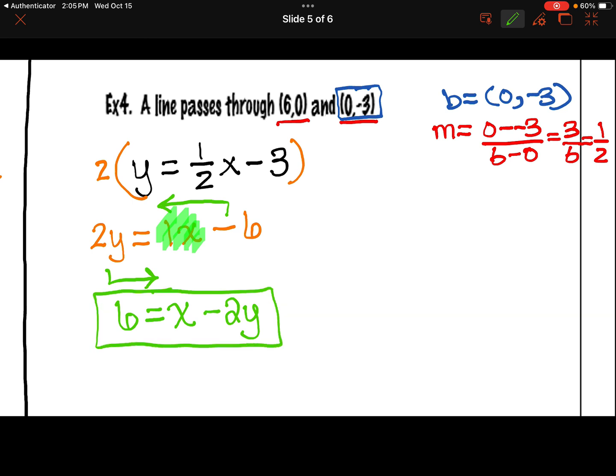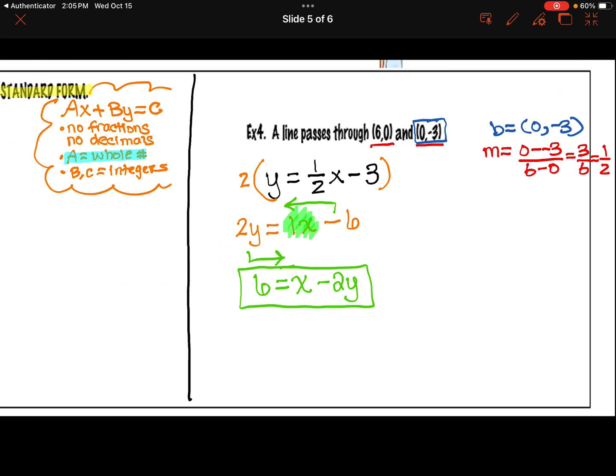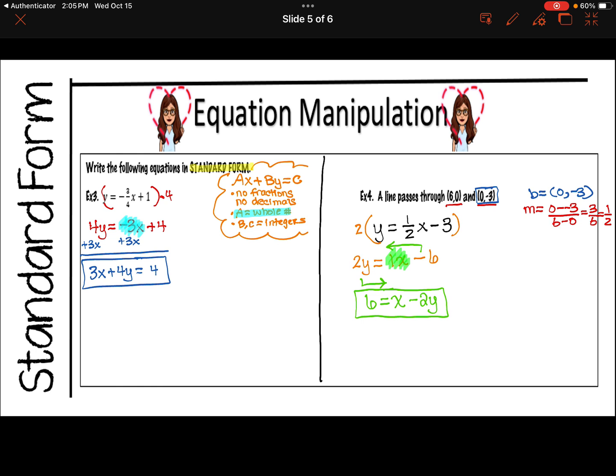And now I have it in standard form. No fractions, no decimals. X and y are on the same side. My a value is a whole number, and my b and c value are integers. So that's a little bit of practice with equation manipulation. We will keep working on that throughout the entire rest of the year. And that's the end of today's notes.